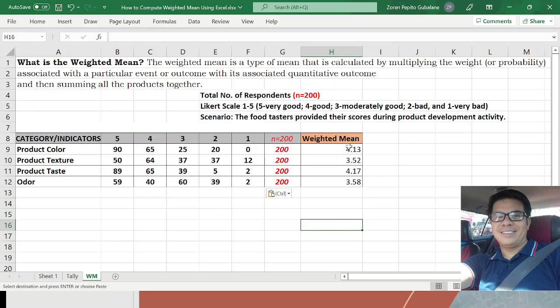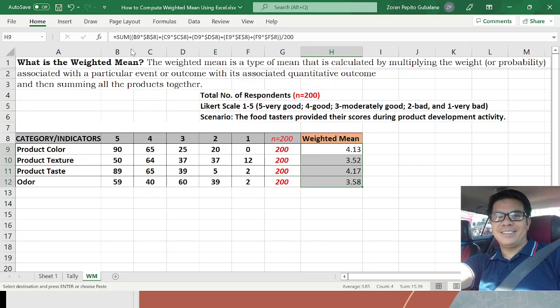So this is the result of our computation using the Excel formula. I hope you learned something about this simple process of computing weighted mean in Excel.